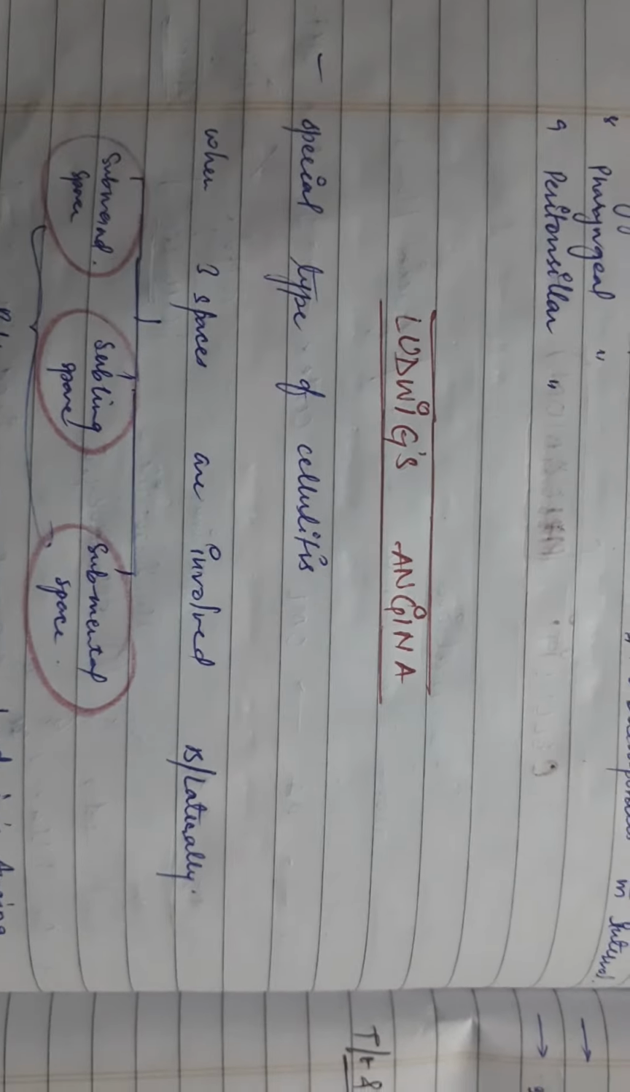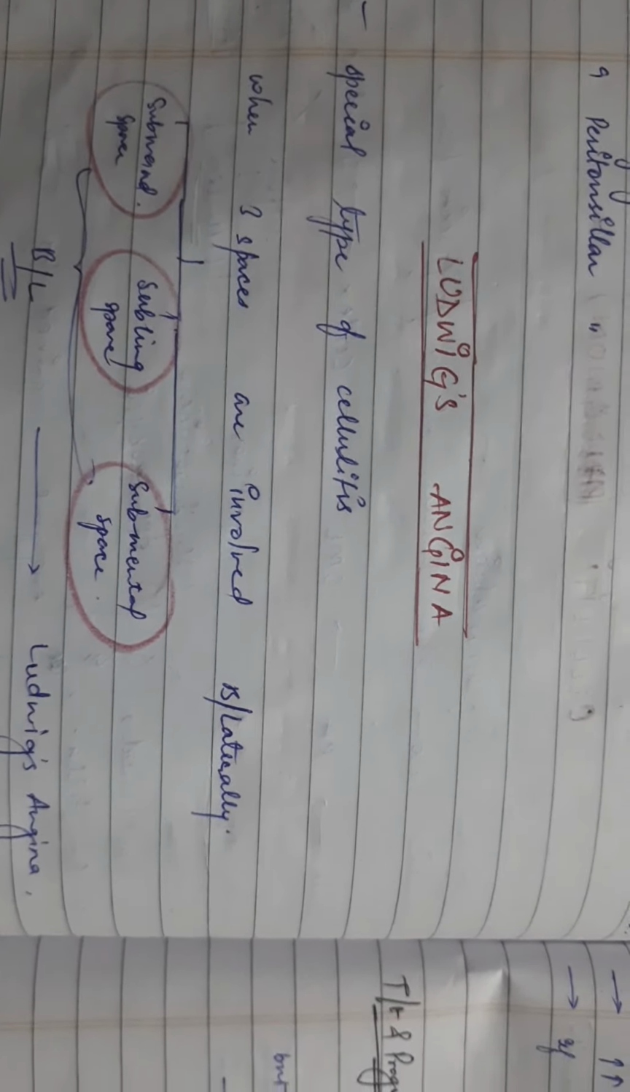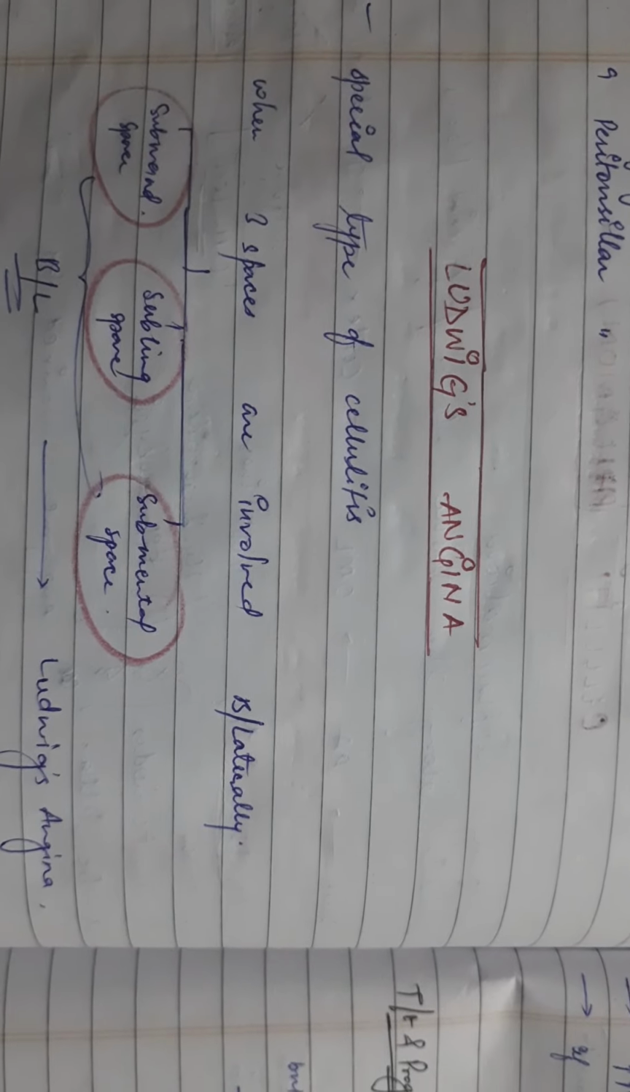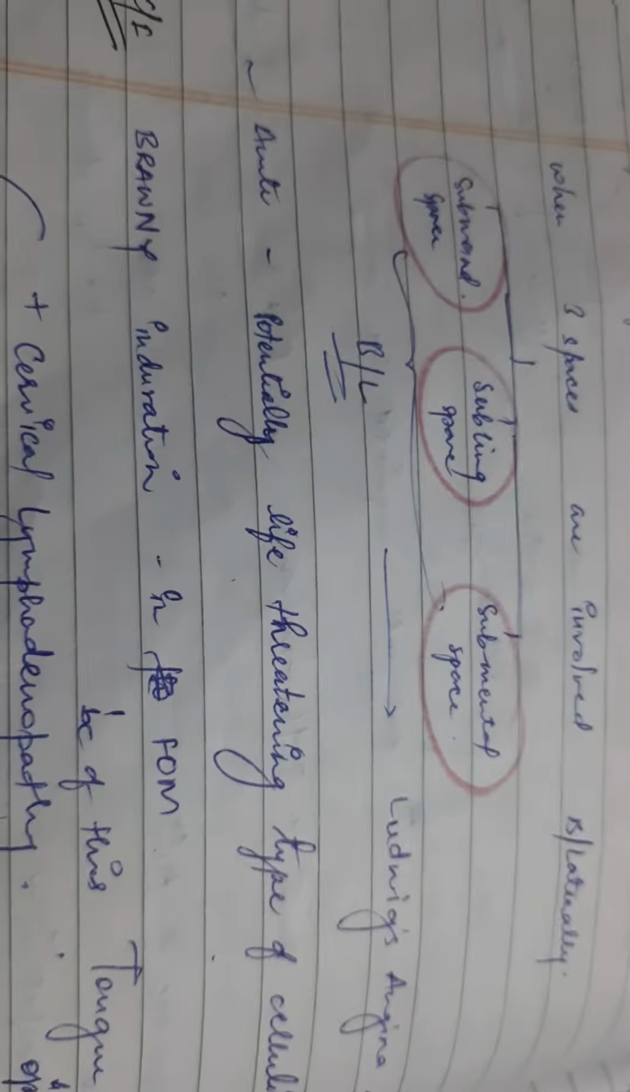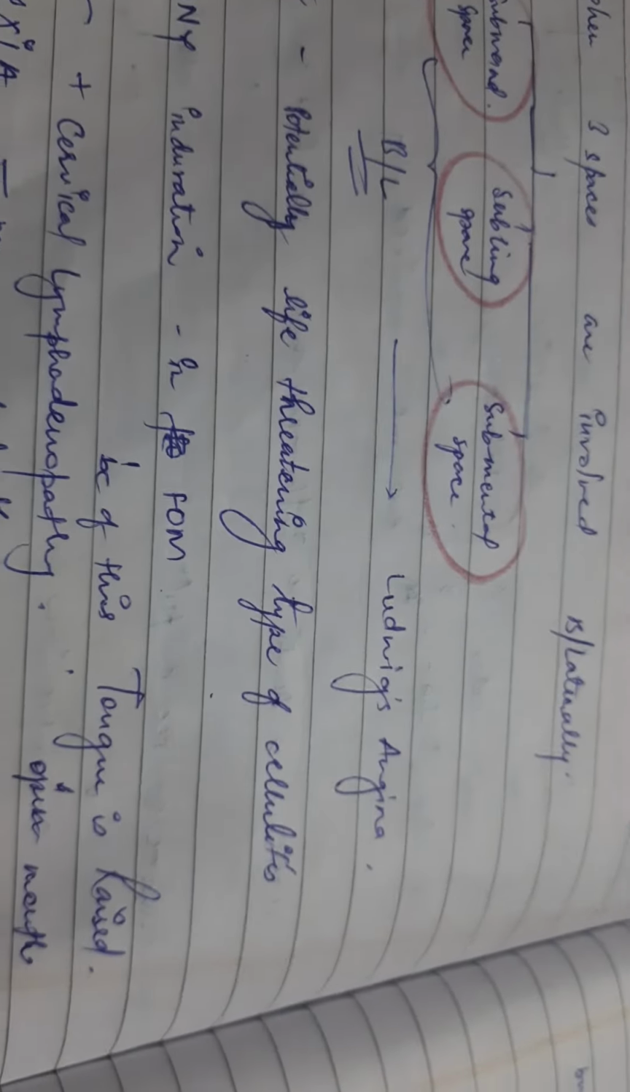Now the next disease is Ludwig's angina, a special type of cellulitis. It is a special type of cellulitis when three spaces are involved bilaterally: submental, sublingual, and submandibular. So it is very severe. It is an acute and potentially life-threatening type of cellulitis.